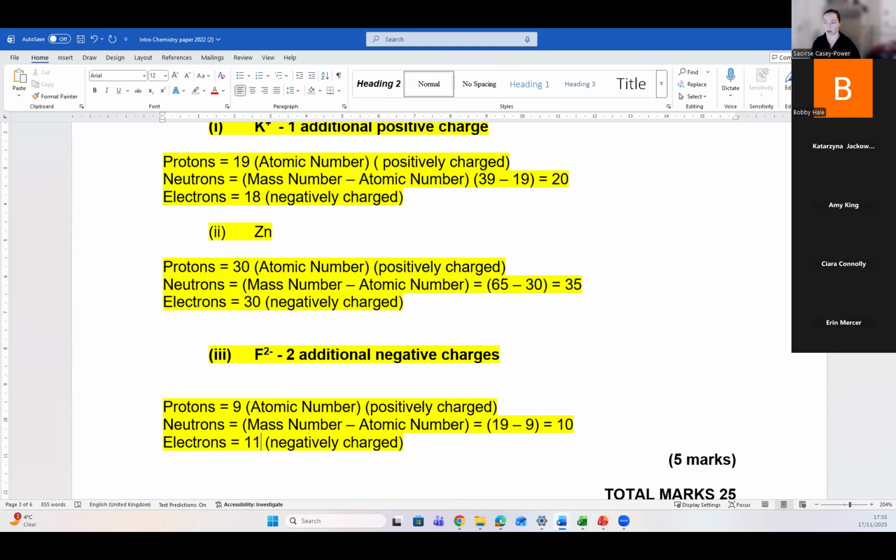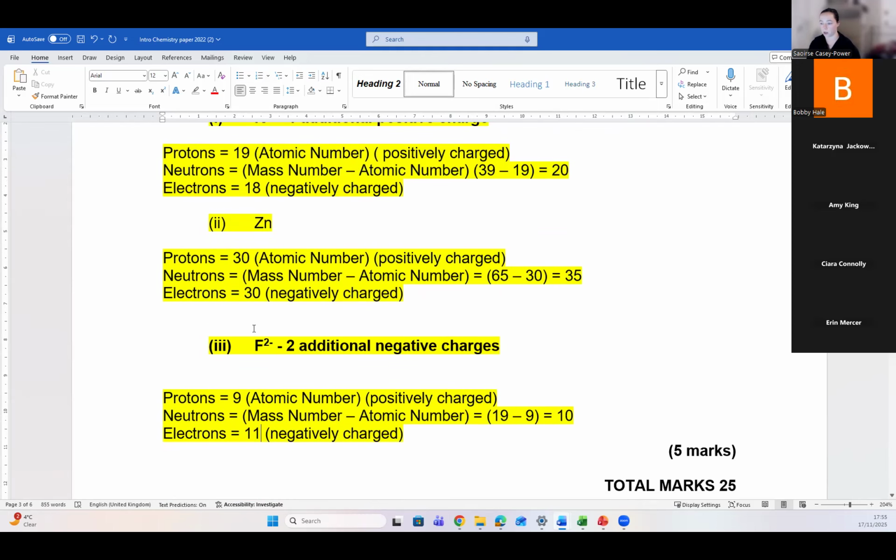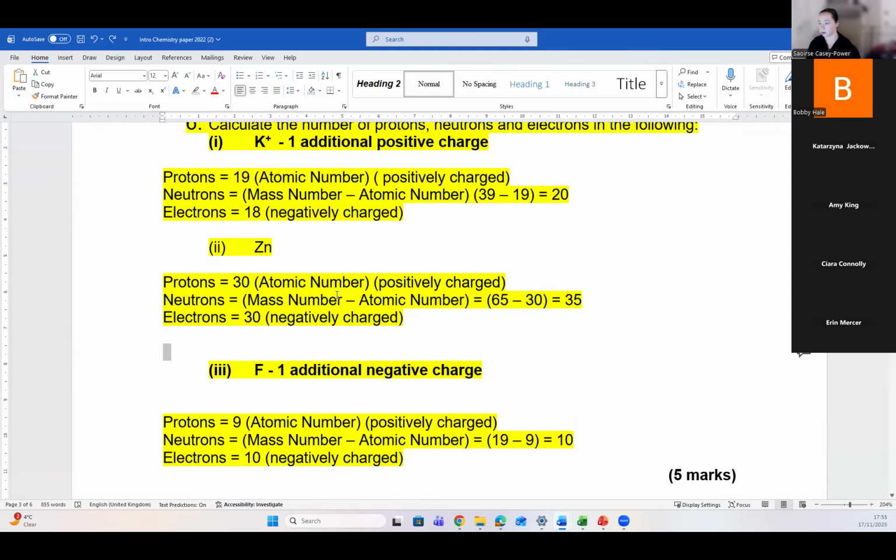And 3 minus doesn't exist, but you either have just the sign, so that means 1, or you have 2 minus, 2 plus, or 3 plus. But you do those in the exact same way. Okay? Is everyone happy enough with that, guys? Yeah. Perfect.